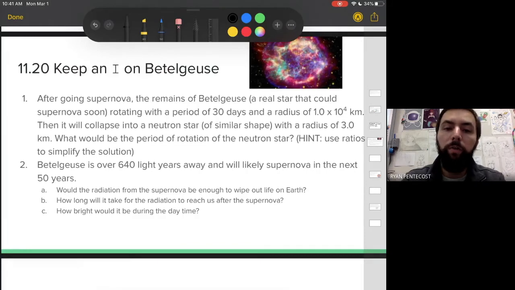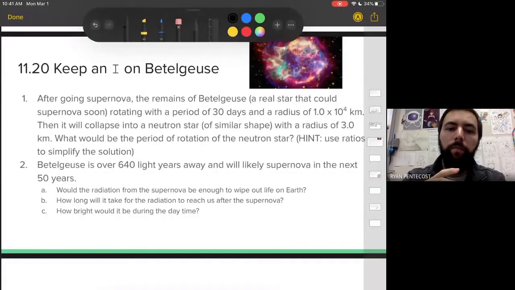Okay? The core is rotating with a period of 30 days and a radius of 1 times 10 to the 4th kilometers. Then it will collapse into a neutron star of similar shape. We're going to call them both spheres. It now has a new radius of 3 kilometers, so a drastic change in radius. Go from 10,000 kilometers to 3. What would be the new period of rotation of the neutron star? Hint, use ratios to simplify the solution.